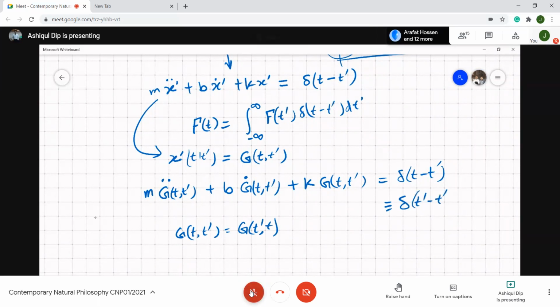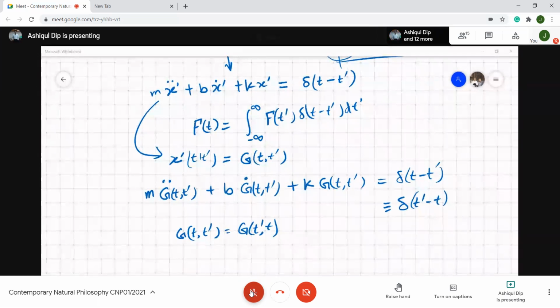Wait a moment. I'm assuming everyone knows about the delta function. Do I need to explain it to anyone? I'm sorry for that, I didn't notice. Do I need to explain the delta function to anyone?